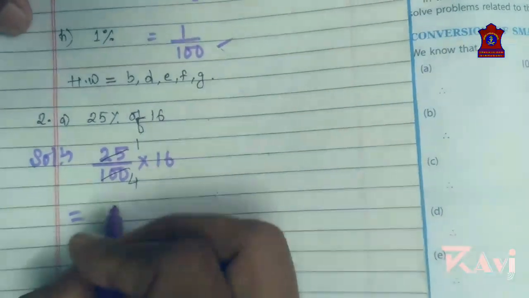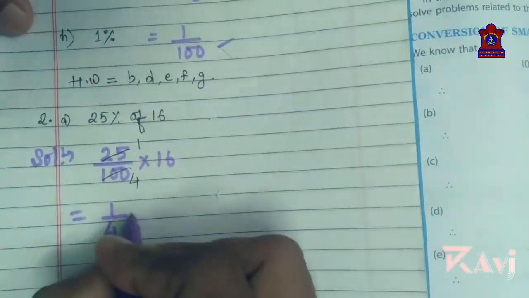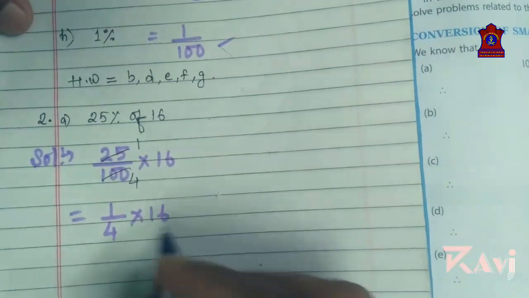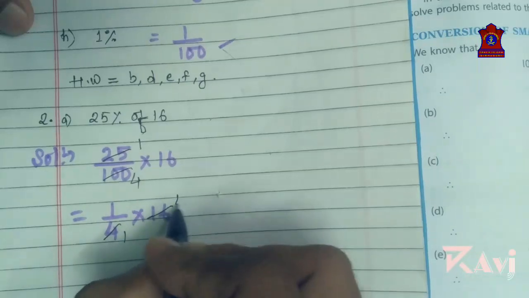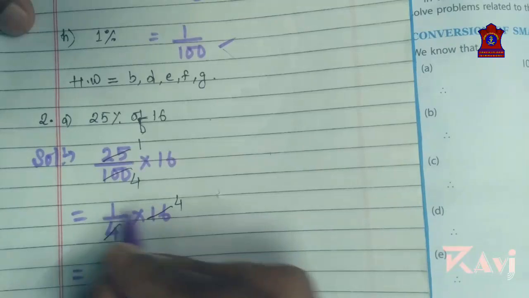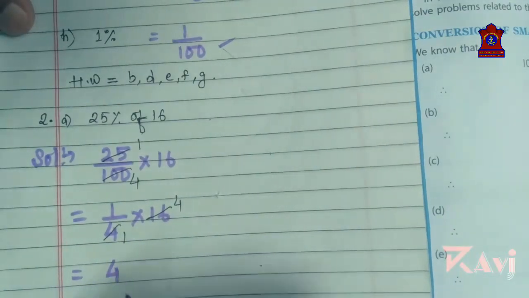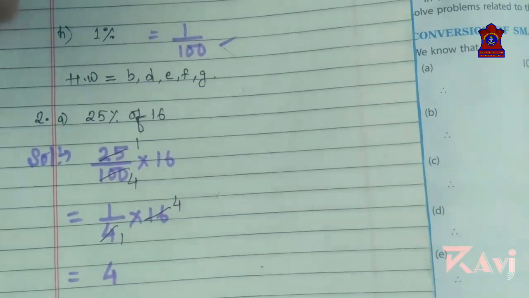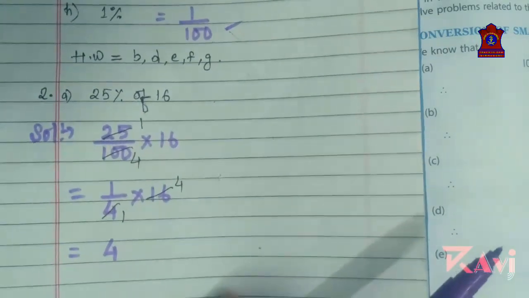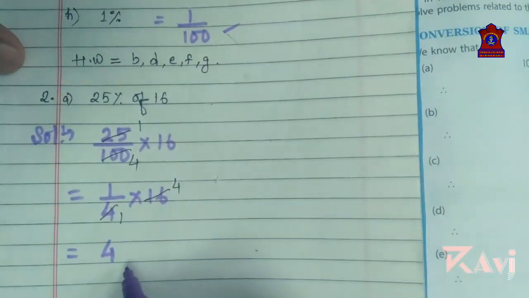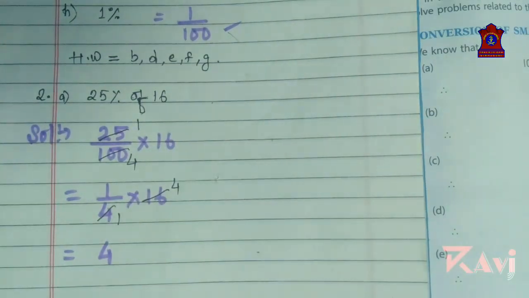So we are getting 1 upon 4 into 16. Clear? Can we reduce this 4 and 16? Yes, 4 ones are 4, 4 fours are 16. So what are we getting now? We are getting 1 into 4 is 4 and the denominator is 1, so no value, so write 4. Now what are we learning from here? 25% of 16 is 4. Clear? 25% of 16 is 4. Let's do one more question.